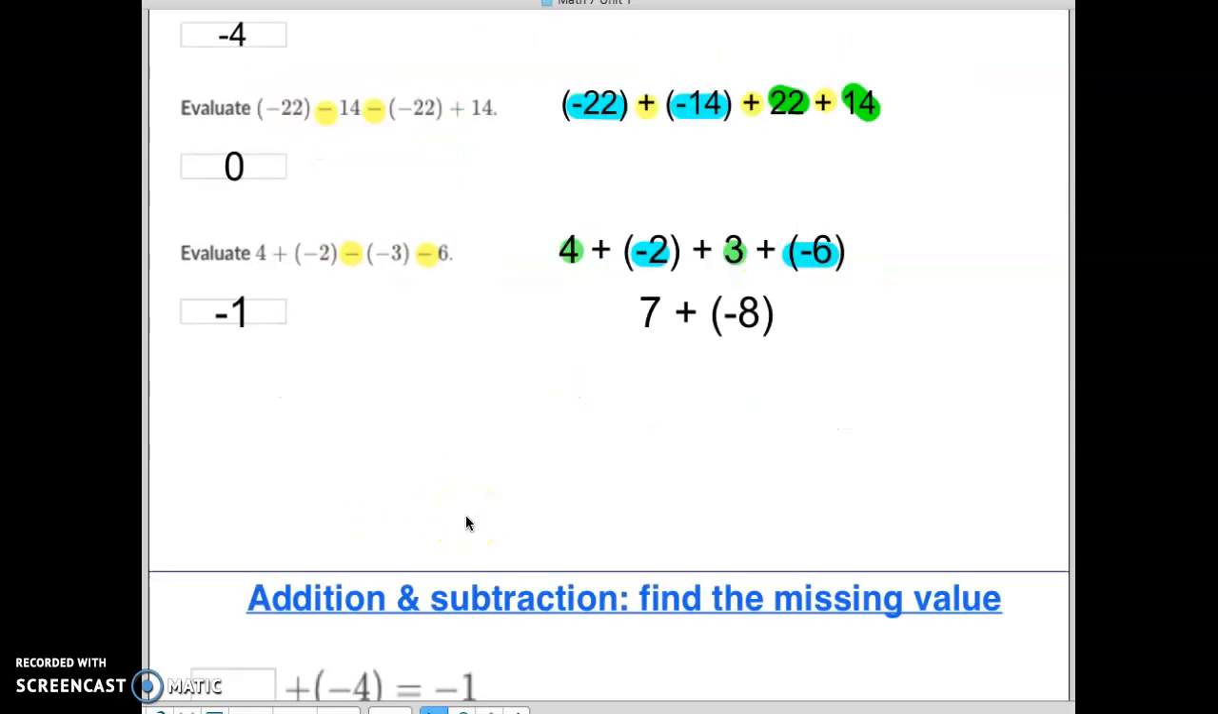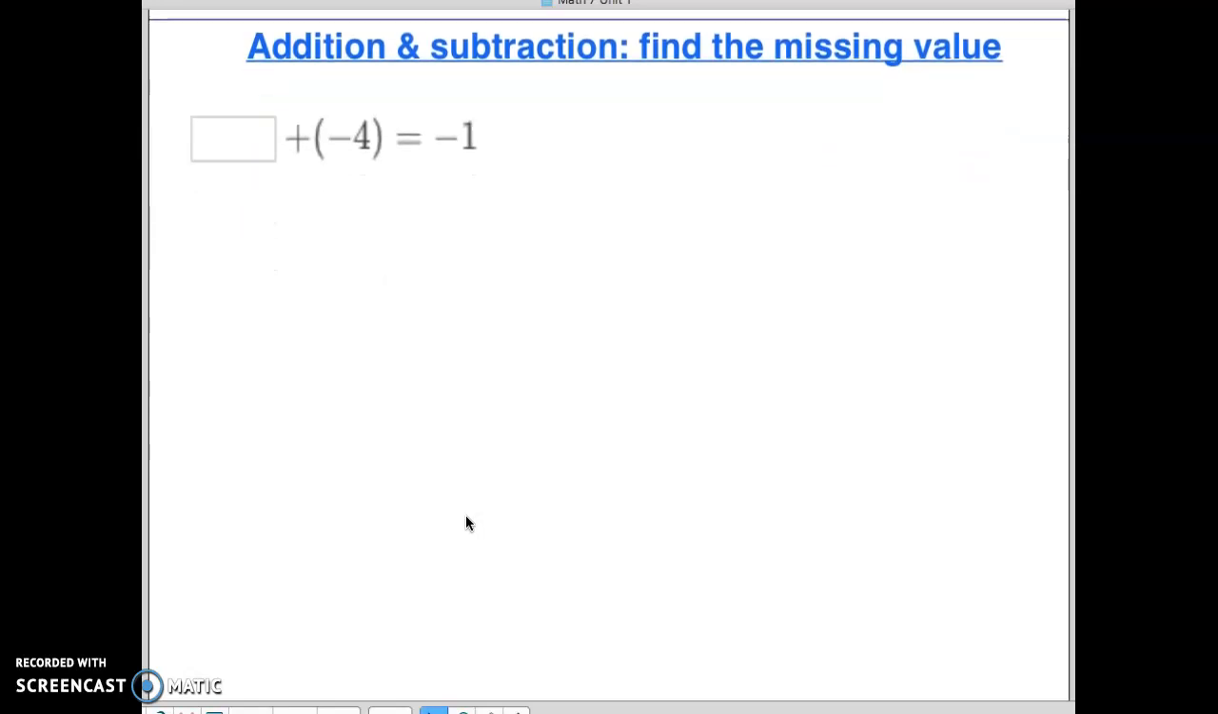Now the next Khan is add and subtract, finding the missing value. This one, in my opinion, is actually easier than the other one. In this one, we're asking, what number plus -4 equals -1? If I wanted to make -4 a smaller negative, I should add a positive. What positive number should I add to -4 to make it a -1? You guessed that right. It should be a +3.